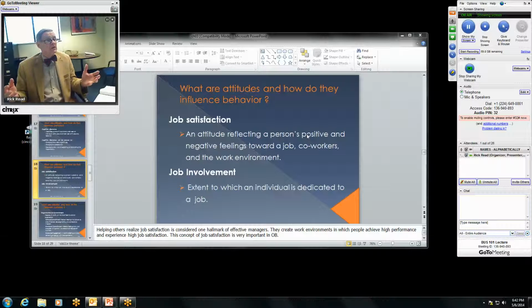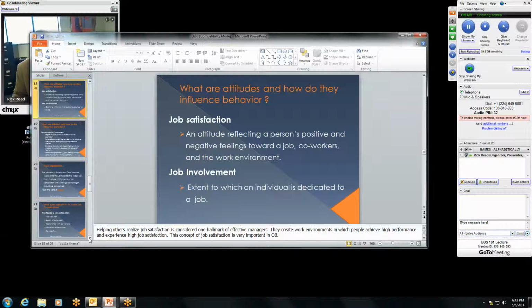Job involvement is just the extent to which I'm involved in my job. Or the better word here that I didn't use, dedicated to my job. So I'm wrapped up in my job. I like my job. There's job satisfaction, and I perform pretty well. So it's all wrapped up into a package that is together.